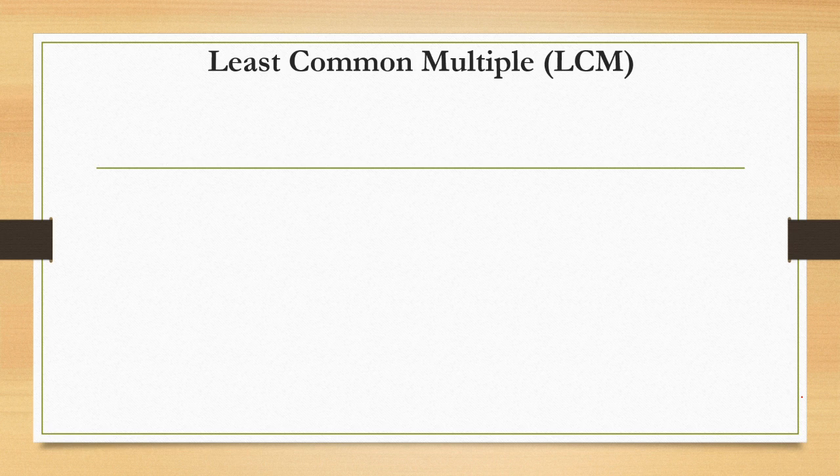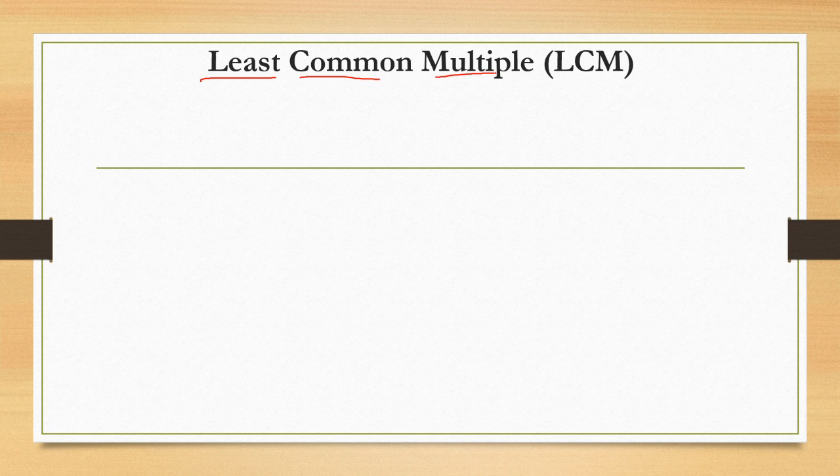In our last video we discussed HCF, that is highest common factor. In this video we are going to discuss LCM, that is least common multiple. Now we know what least means. Least means smallest, and common means similar in two things, and multiple we already know about, that means we are writing the table of any number.